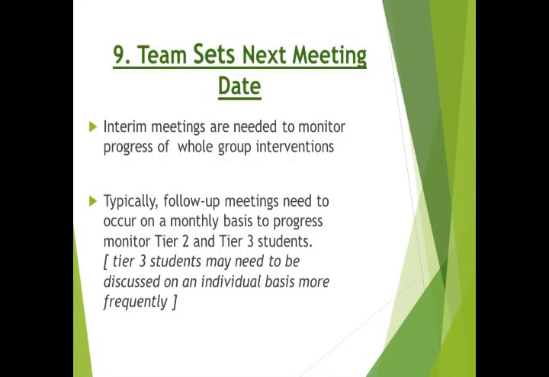And finally, we're going to set a time for our next meeting date. We may have interim meetings in between. Remember, all the tier intervention groups are flexible, so we want to make sure that we have open communication at least monthly, so that we can talk about students that are meeting their goals and what their next step for those students should be.